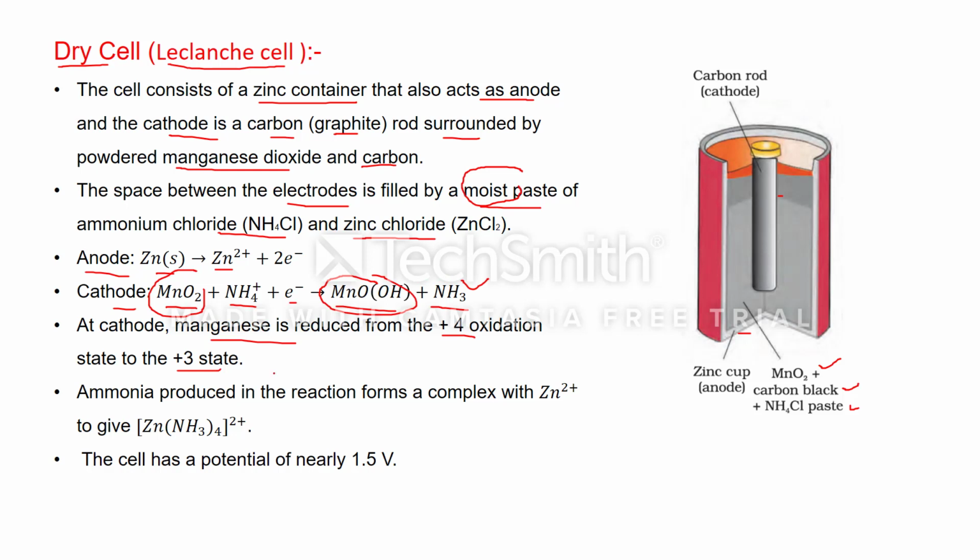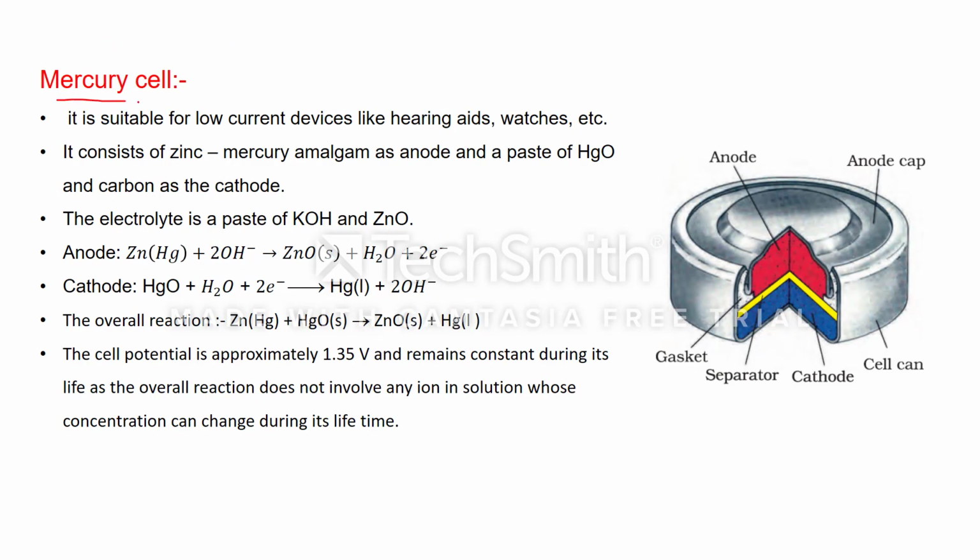What happens to this ammonia? This is in gaseous form, and that's why this ammonia produced in the reaction forms a complex with Zn2+. Now a question may be asked, what is the role of ZnCl2? This Zn2+ makes a complex with ammonia and forms this compound. And the cell has a potential of nearly 1.5 volt. You have to remember what is the cathode, what is the anode, what is the electrolyte, and what are the reactions taking place in the dry cell.